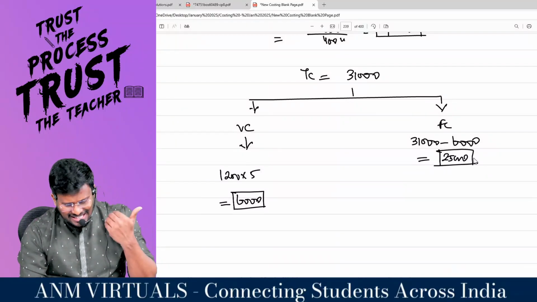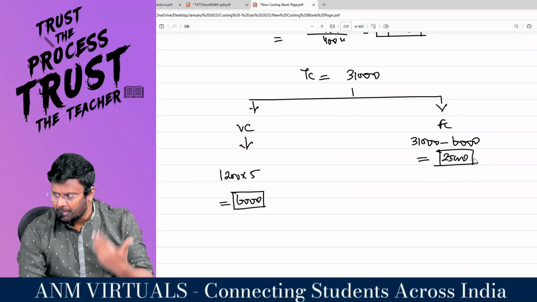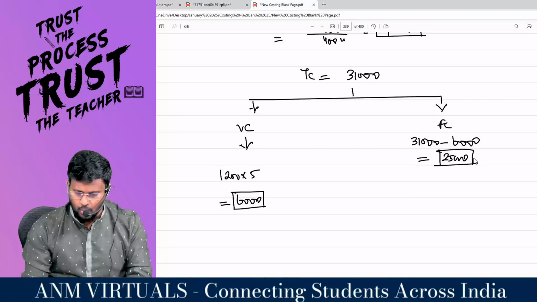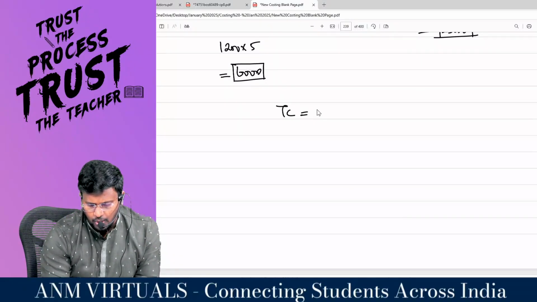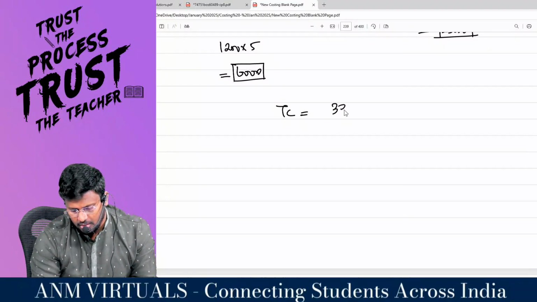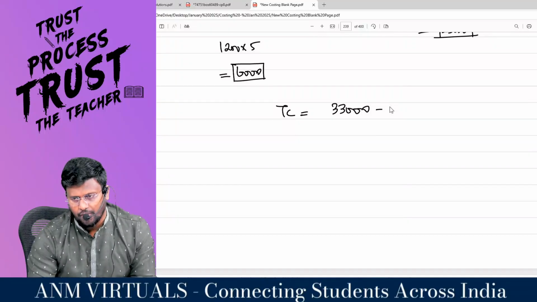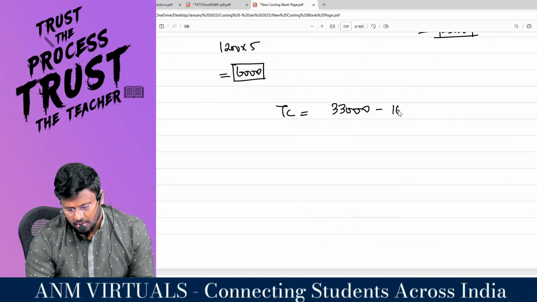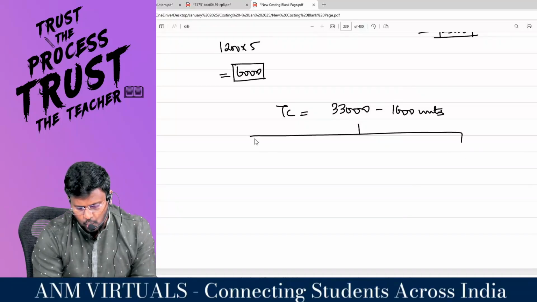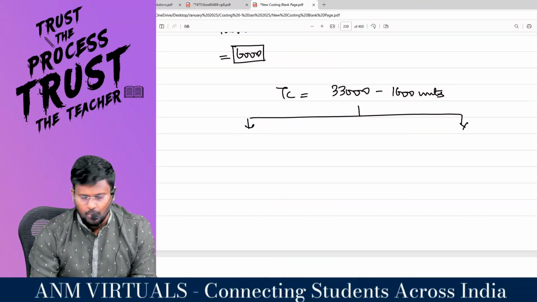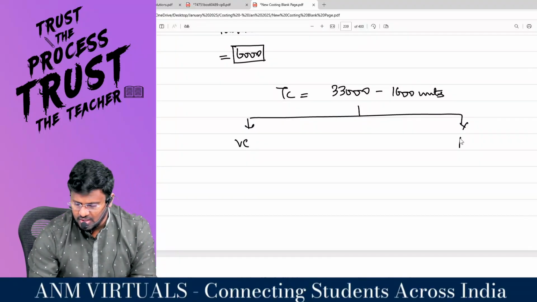For reconciliation, reconfirmation purpose, I am doing it once again for the next week. Total cost for week number 2 is 33,000, which comprises how many units? 1,600 units. Comfortable? Classified into two categories, my dear lovable students: variable cost and fixed cost.